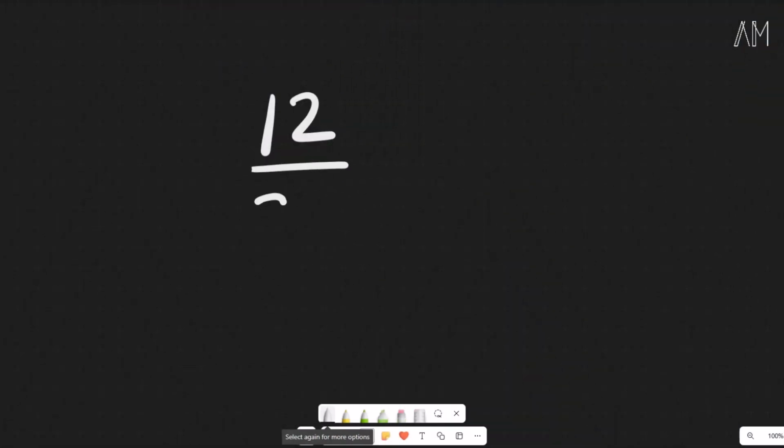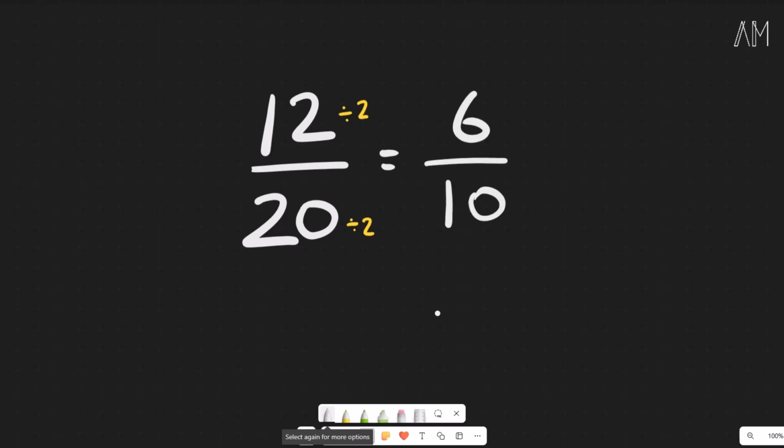12 over 20, and I want to simplify it and make it reduced. I can do that by dividing up and down by the same number. Now what I need to do is find a number that can divide up and down without any remainders. 12 and 20, I know that both can be divided by 2, so there we go. I will divide them. 12 divided by 2 is 6 and 20 divided by 2 is 10.